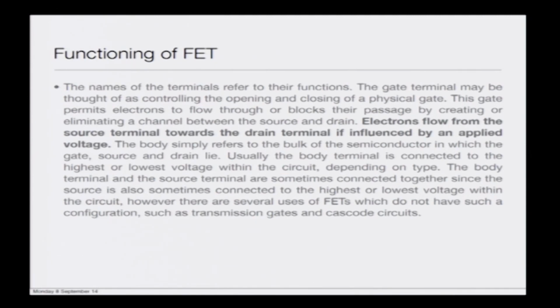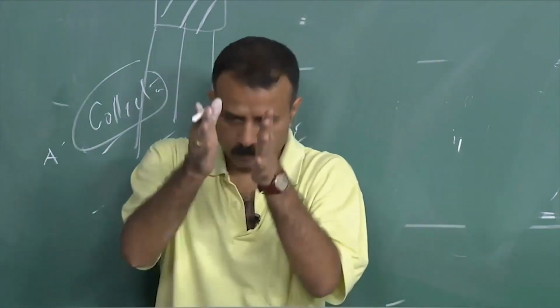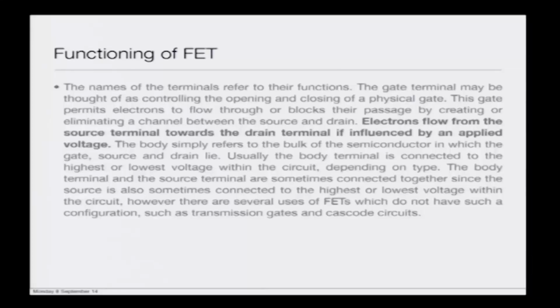This gate permits electrons to flow through or blocks their passage. So, basically, you open the gate, there is a flow of electrons; you close the gate, the electron flow is halted. Okay. Now, coming back to the slide, this gate permits electrons to flow through or blocks their passage by creating or eliminating a channel between the source and the drain.